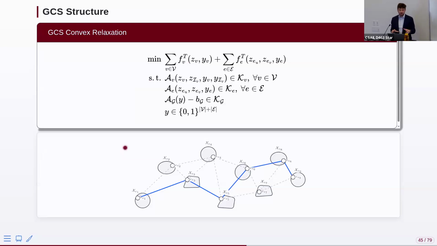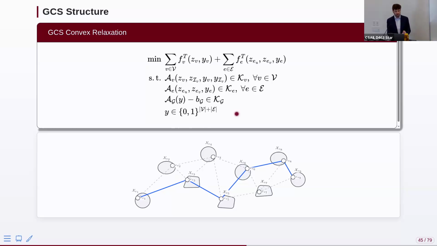So again, what is the structure that I'm targeting? GCS has a conic program at every vertex, a conic program at every edge, and some global graph problem. The reason centralized solvers fail on really big instances of this is that they have to consider everything all at once. So in order to solve this, what I really want is some solution technique that lets me exploit the fact that my problem comes in these chunks.